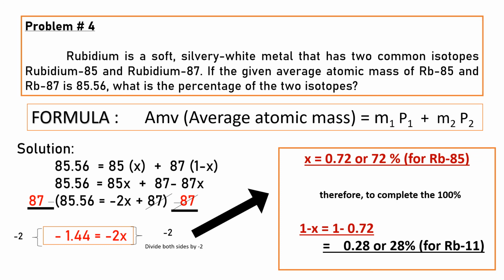And therefore, to complete the 100%, we have 1 minus X, which is equivalent to 1 minus 0.72. So this is 0.28. Multiplied by 100 to get the percentage. So it will be 28%. So that is for rubidium-87. So there you have it. You already know how to solve for the percentage and average atomic mass of an isotope of an element.